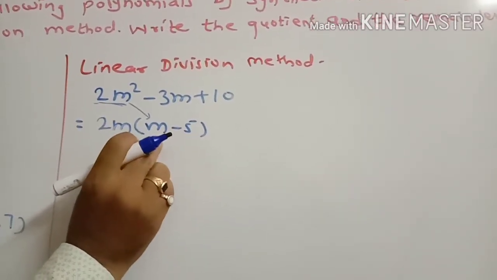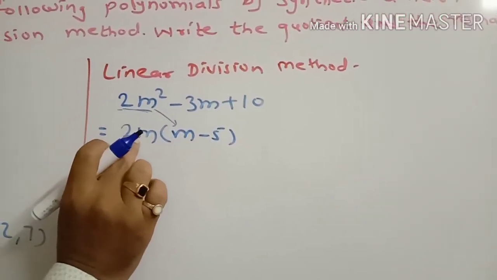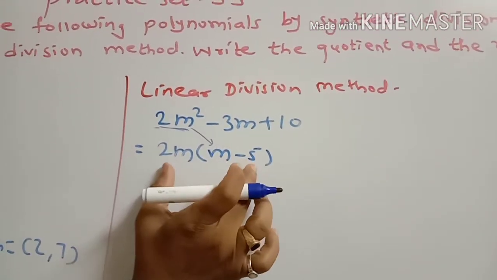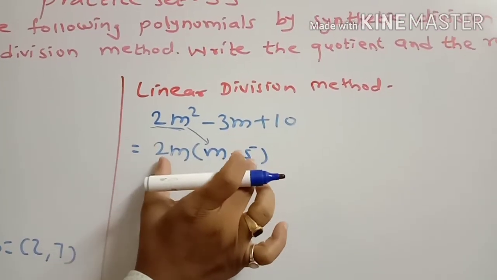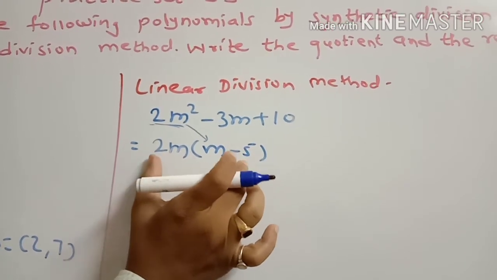Now 2m into m is 2m square. Now the product of this 2m into minus 5 is minus 10m. Write the opposite of this 10m, that is minus 10m.